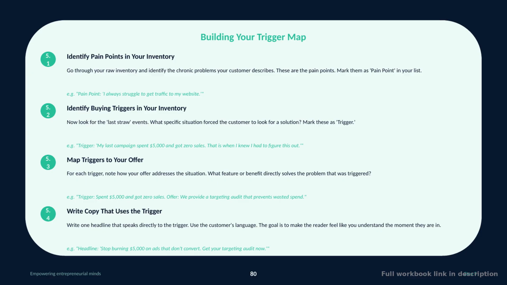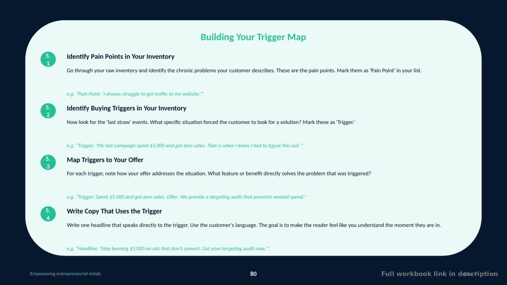Now, map triggers to your offer. For each trigger, note how your offer addresses the situation. What feature or benefit directly solves the problem that was triggered? For example, trigger: spent $5,000 and got 0 sales. Offer: we provide a targeting audit that prevents wasted spend.